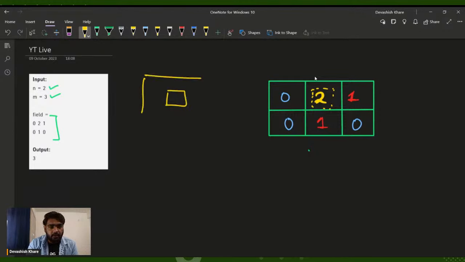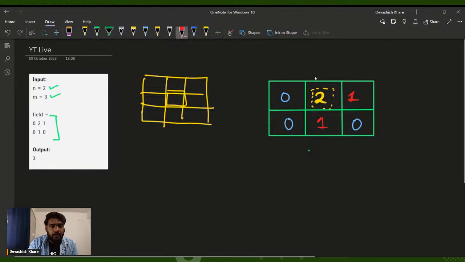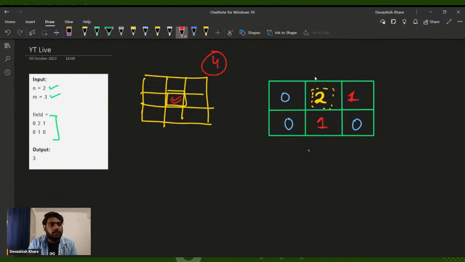If we are standing in one cell, let's say if we are standing here at this cell, it has four neighbors, according to the question. What are the four neighbors? The cell just above it, the cell just below it, and the cells towards the right and the left. These are the four neighbors we are talking about.